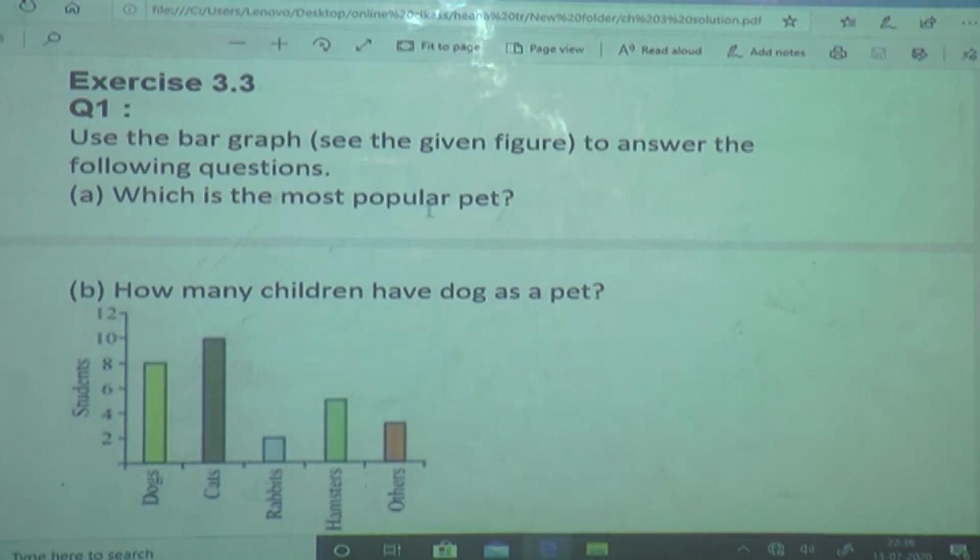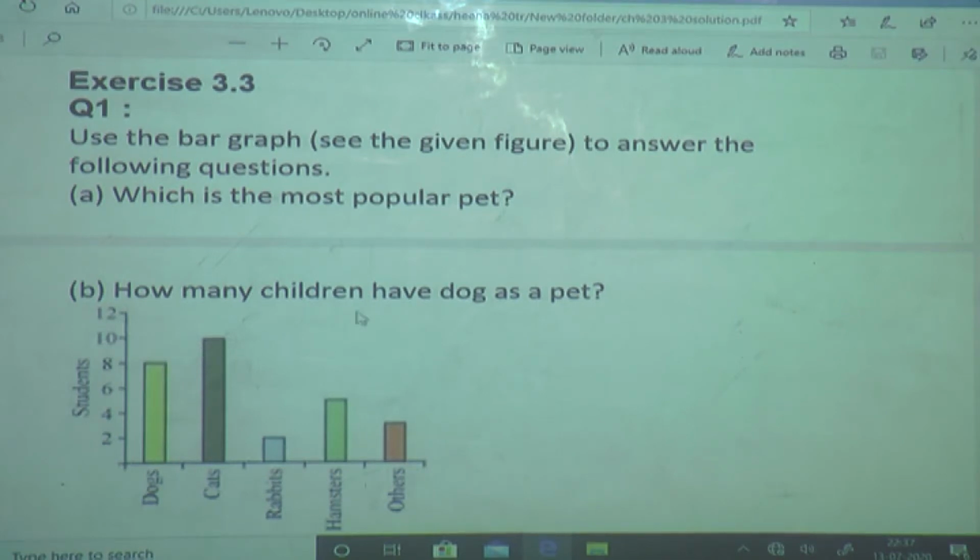Which is the most popular pet? Here we have some pets: dog, cat, rabbit, hamsters and others, and the number of students is given on the y axis: 2, 4, 6, 8, 10 and 12. So we have a survey of these pets with the number of students. Now we can see which is the most popular pet. You have to see the length of the bar which is the highest, and from the graph it is cats. So the most popular pet animal is the cat.